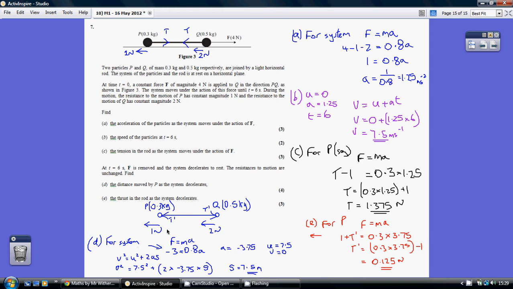Now for part E, I'm just going to consider P. So our net force is the thrust, the T dash, and the 1. I'm now considering right to left to be positive, so that's 1 plus T dash, equaling the mass of P, which is 0.3, times the deceleration. Well, I'm going right to left, so I'm now using positive 3.75. That gives us the thrust being 0.125 newtons.